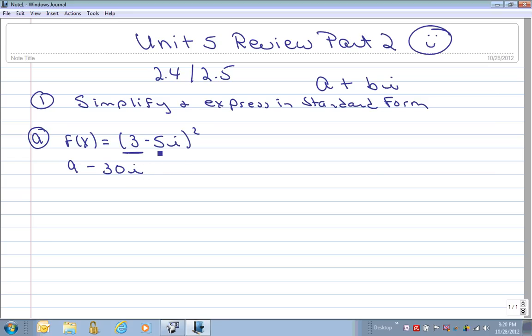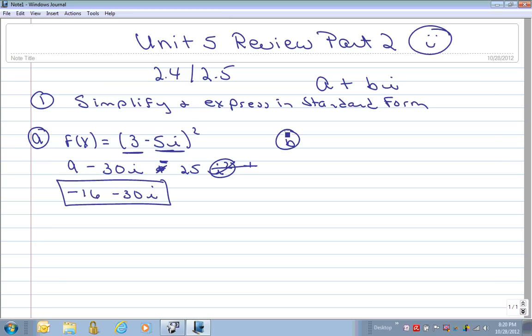And then we take the last term and we square it. So (negative 5i) squared would be negative 5 times negative 5, which is positive 25i squared. But if you remember, i squared is actually negative 1, and that's going to change our 25 to a negative. So we have a positive 9 and a negative 25, so together we have negative 16 minus 30i, and that would be simplified for that part.